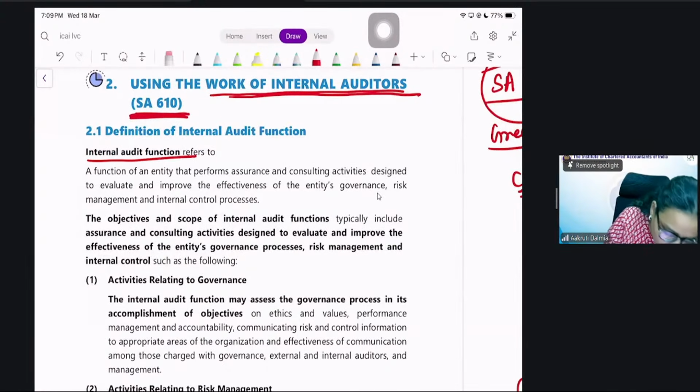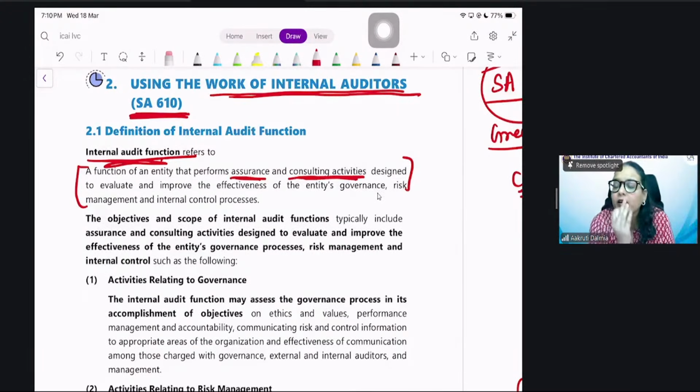Internal audit function. It's a little theoretical standard. Wherever I tell you that you have to learn that part, please learn that part, okay? So the first thing you have to learn is this. The internal audit function means a function of the entity that performs assurance and consulting activities.